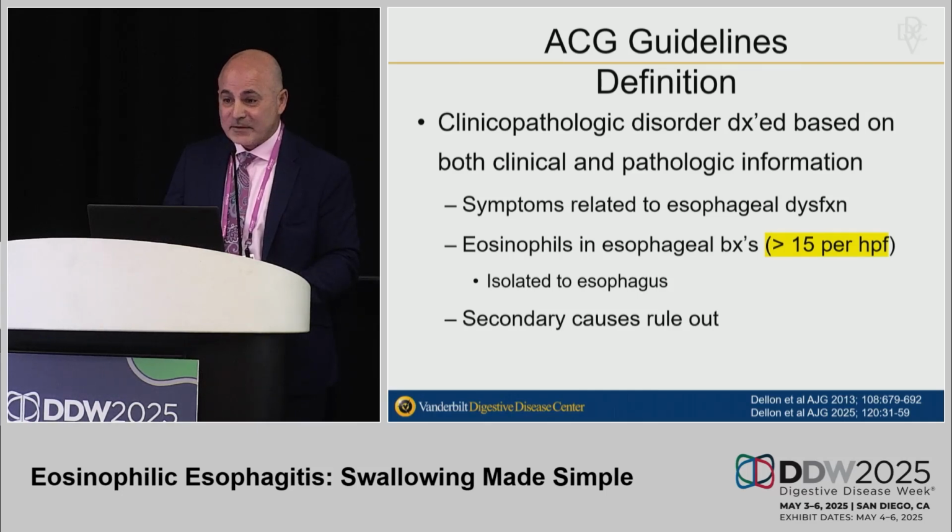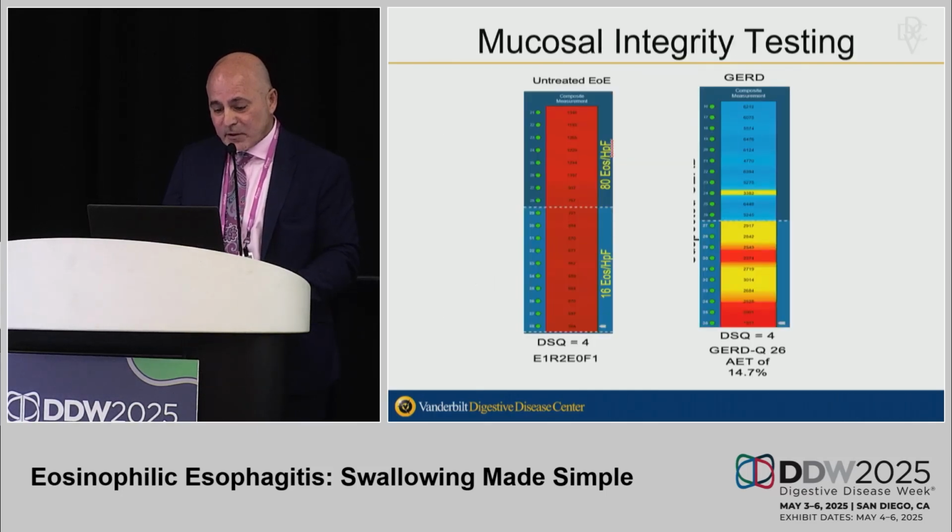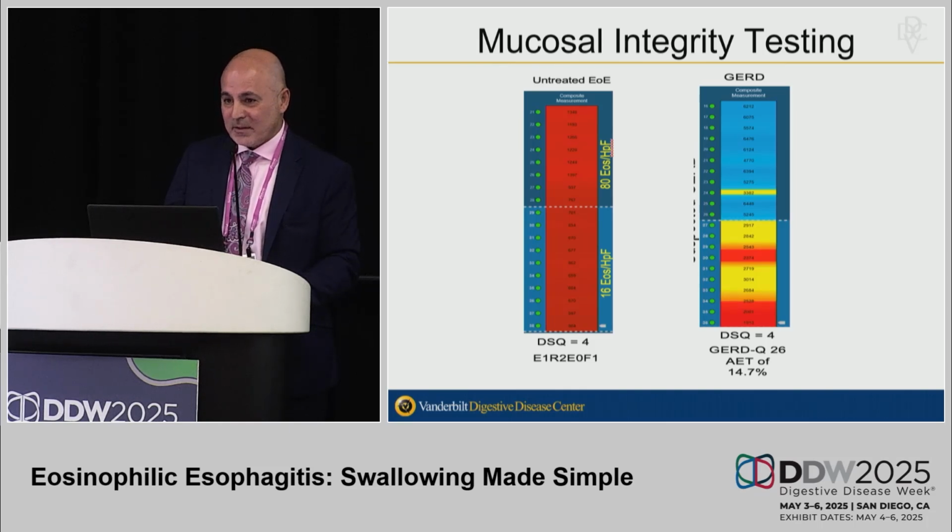So can we diagnose it differently? What if you use mucosal integrity testing and you see that there's panesophageal alteration in the epithelium, and you're done? Or you have distal esophageal abnormality and proximal normal, and that's your EOE versus GERD, rather than a cutoff at a specific point or a combination of points.